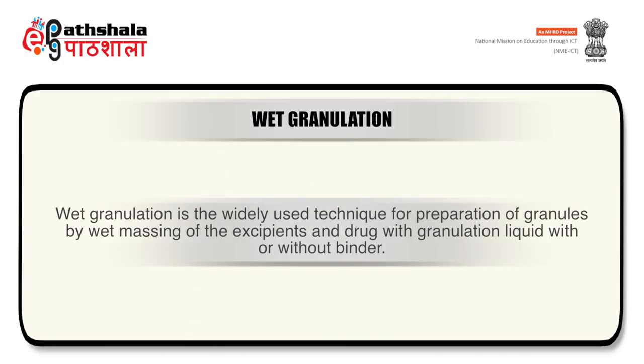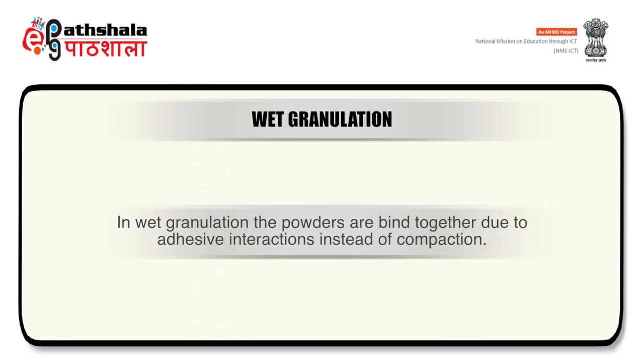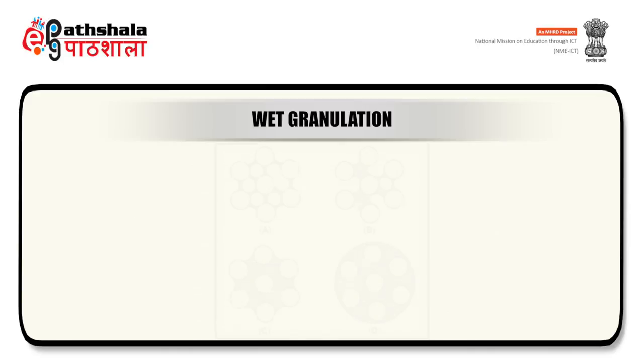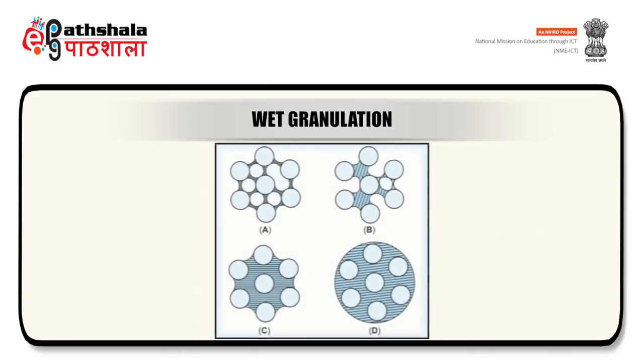Wet granulation is the widely used technique for preparation of granules by wet massing of the excipients and drug with granulation liquid, with or without binder. In wet granulation, the powders are bound together due to adhesive interaction instead of compaction. Addition of a granulating liquid to a mass of powder may be characterized in a series of stages as illustrated in the figure. Please refer to the figure.